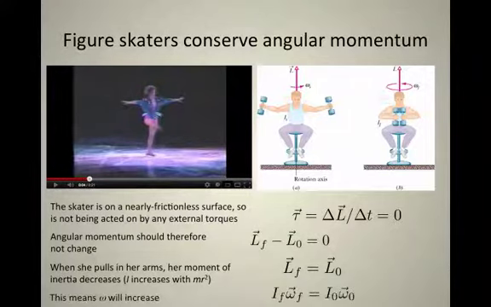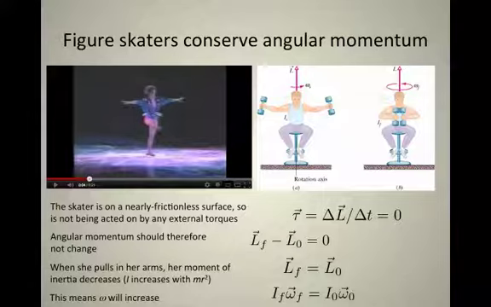When she pulled her arms and legs in, that means her moment of inertia changed. And so even though we have conservation of angular momentum, L_f equals L_0, we have to write out what L is. It's equal to I times omega. And if I_0 was bigger than I_final, then the omegas will change as well so that their product is constant. And that means that her omega, her angular speed, increased the moment she pulled her arms in.